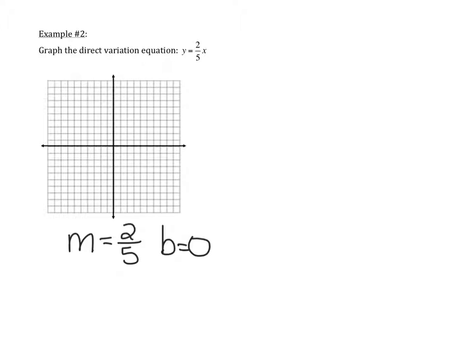So in this case, I'm going to start at 0, which is the origin, and I'm going to go up 2 and over 5. So you can see there I started at the 0, I went up 2 and over 5, and now I'll just connect those 2 points. And there you have the graph of the direct variation equation y equals 2/5 x.